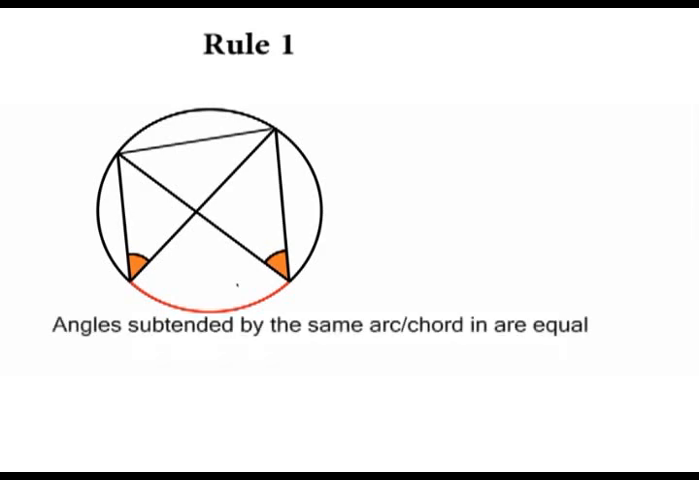The rule is, angles subtended by the same arc on the circumference are equal. We can write this in shorthand. Now I've said that the chord may or may not be drawn, and it is easier to see the angles if you draw the chord. So this rule can also be: angles subtended by the same chord on the circumference of the circle in the same segment are equal.